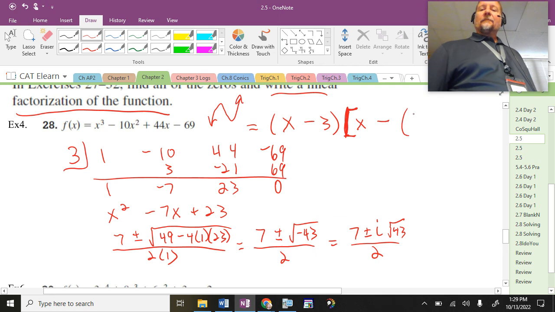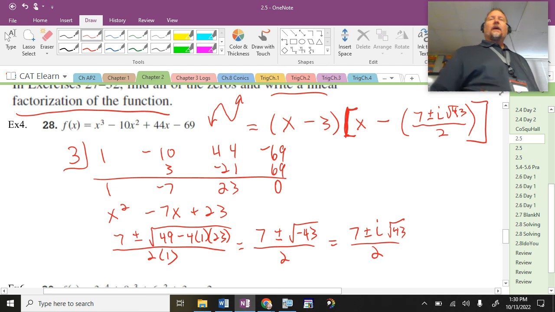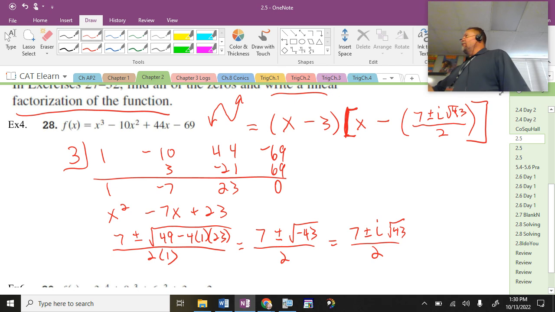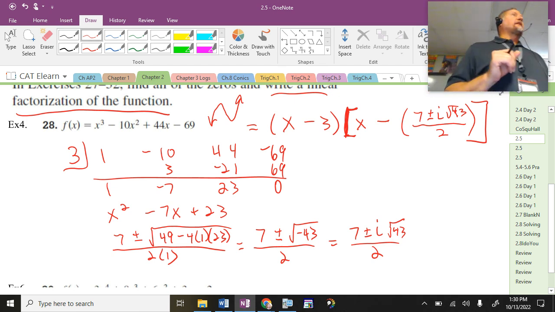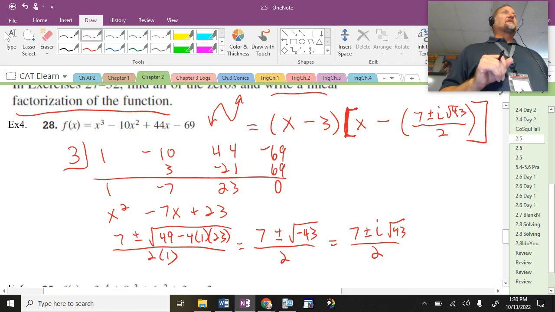X minus 7 plus or minus i root 43. I think this is silly to do, but this is what they're asking. Boom. And that actually counts as 2 other factors. But that's the rule. If a 0 is a 0, a factor is x minus that 0, right? You can do that on the test. I don't care. If you get transferred to another teacher, they may be sticklers and say, write them both.